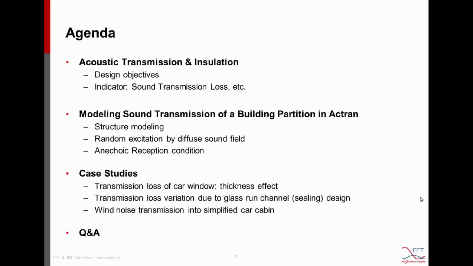They include transmission through a car window with the effect of the thickness evaluated. The second case is on the effect of the sealing design on the transmission of a car window as well. And the last case is wind noise transmission into a simplified car cabin. And finally, this webinar will end with the Q&A session.